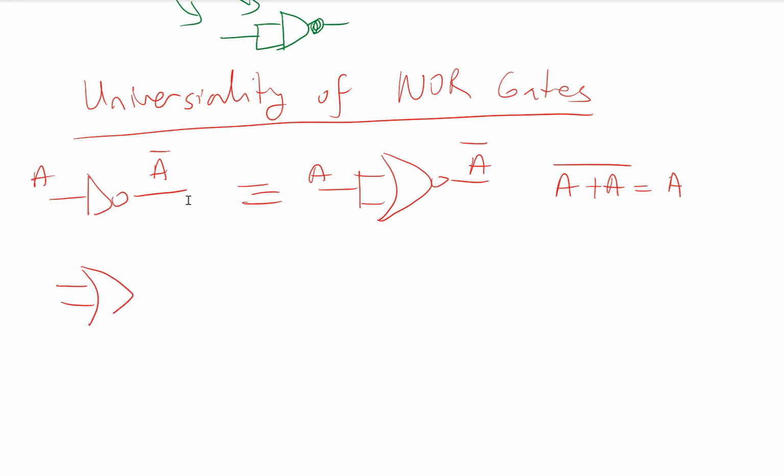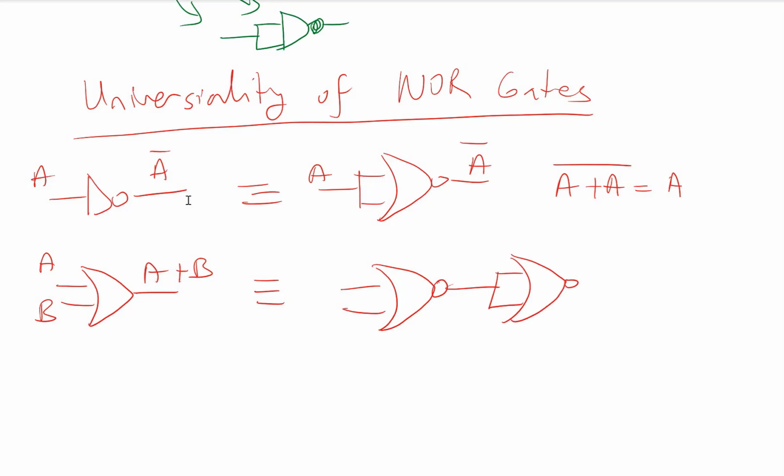So for an OR gate, let's say this is A, B, and this is A or B. So this is equivalent to a NOR gate, and we need to add another inverter here. So I can use a NOR gate here as well. So if this is A or B, we got A or B here. So this is the equivalent of an OR gate using 2 NOR gates.